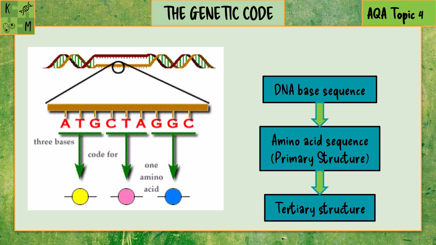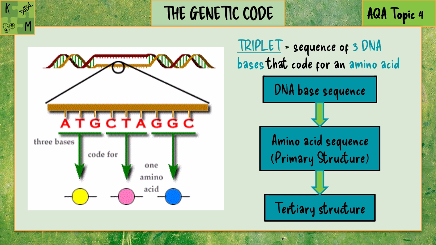The genetic code is a triplet code in that each group of 3 DNA bases within the coding section of a gene codes for a single amino acid.